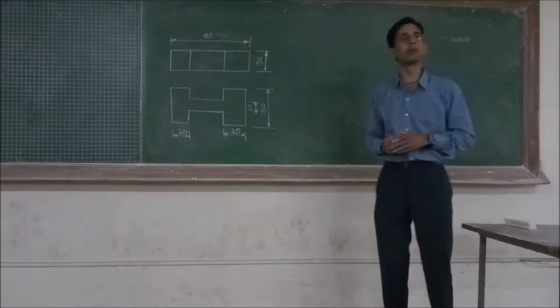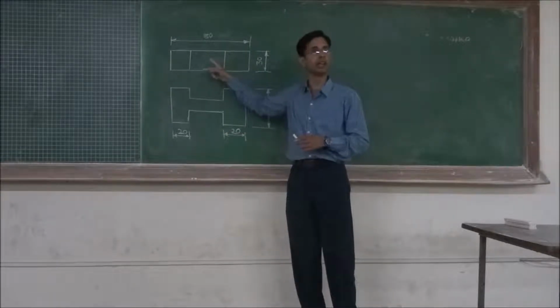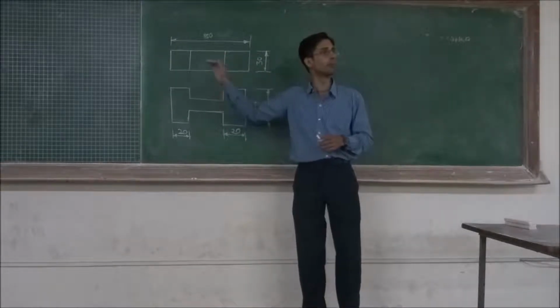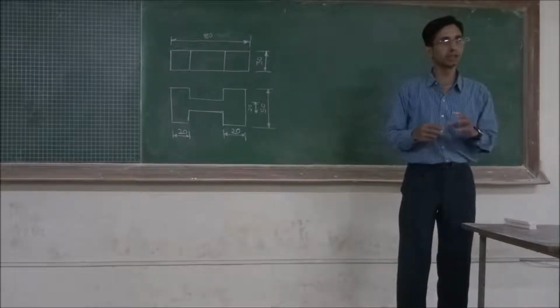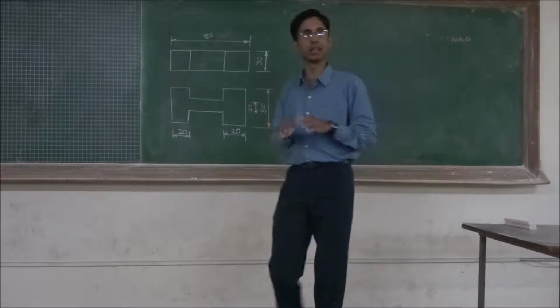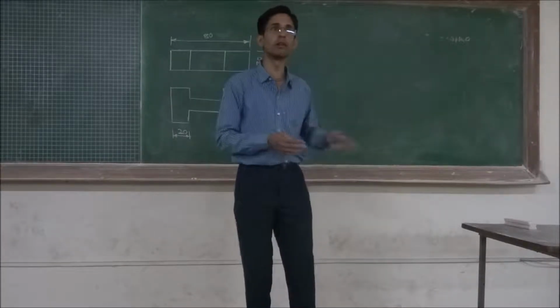In any problem of isometric, you will be given two views. It may be front view and top view, or it may be front view and side view. Based on these two views, you will first have to visualize how the isometric object will look, and then once you visualize, you will have to draw it.